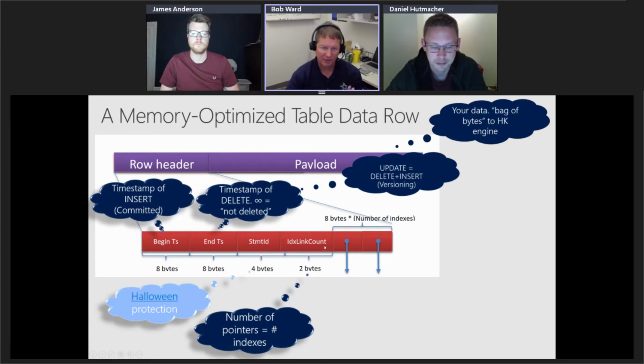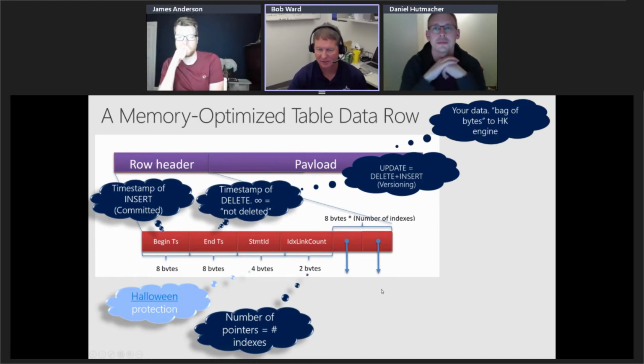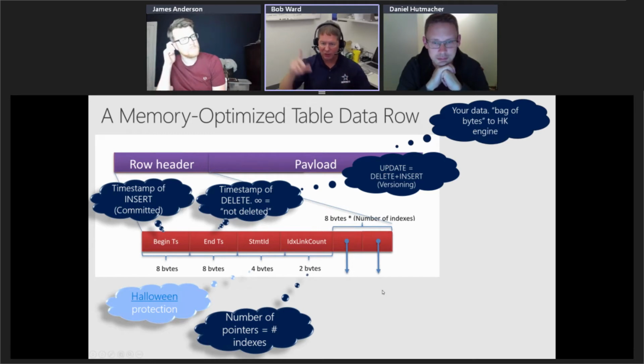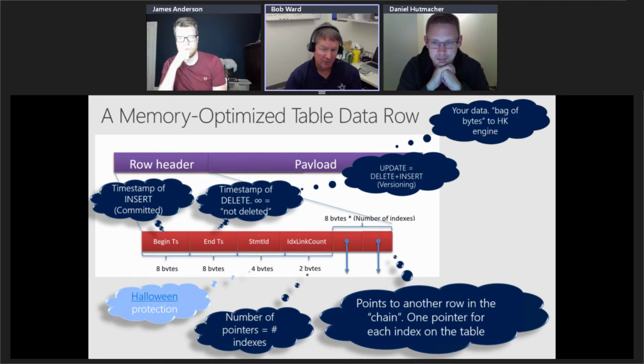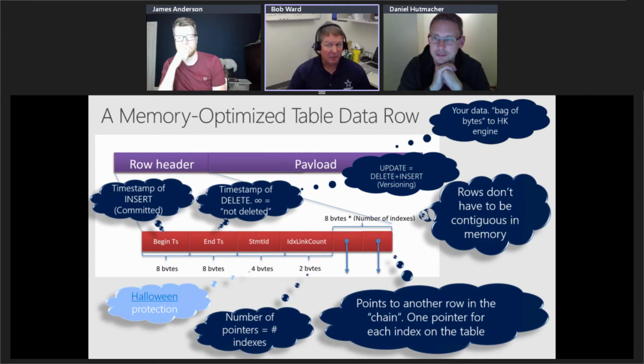So the row header is fixed except for this end portion here, which is variable in size based on how many indexes are in the table. And the row will show up and be chained through these indexes to these pointers. The other thing about these chains is it points to another row in the chain. What I mean by that is that if a row shows up in an index, it may be chained differently to other data depending on the index structure. If it's non-clustered, it's a different chaining mechanism. If it's hash, it's a different chaining mechanism. I'm going to show an example in a second of what a hash looks like. And the other thing is rows don't have to be contiguous in memory.